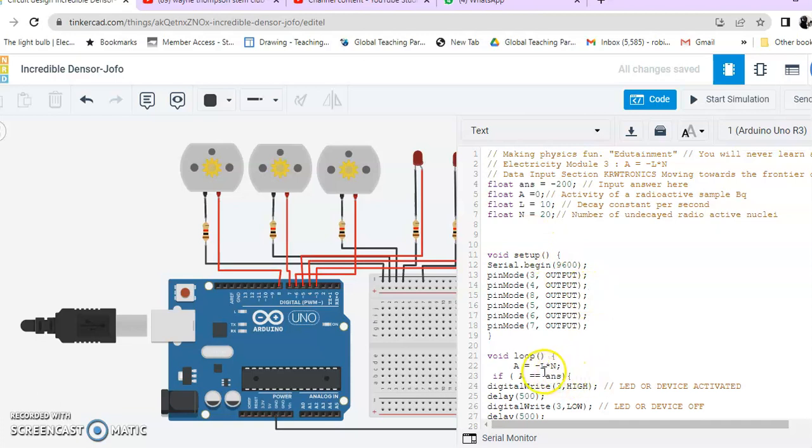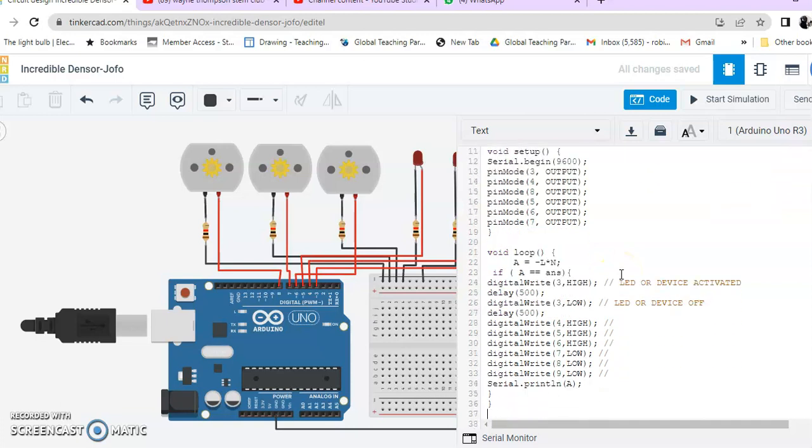The computer will compute the activity, and if the computed value is equal to the answer, which is A and S, that will be placed up here. Then a sequence of things will happen. We will be turning on lights, and then we're going to be turning on motors, and then we're going to notice that items connected on pins 7, 8, and 9 will be off, and of course we can vary this.